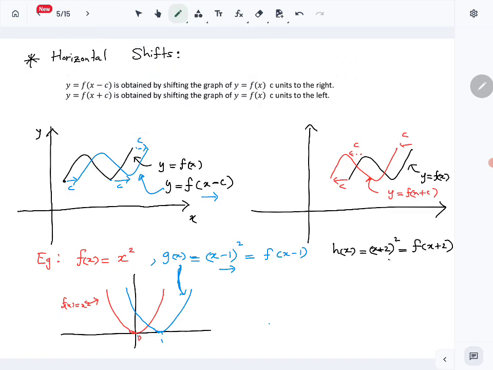Then the next one, h(x), what happens? Plus 2 inside. So that means 2 units to the left. So originally it's 0, no? So then 2 units means minus 2. You are starting at minus 2 and going like that. So this is h(x) equals (x plus 2) squared. Right. So that is how you do horizontal shifts. Minus c means to the right, plus c means to the left. Right. So now we have done vertical shifts and horizontal shifts.